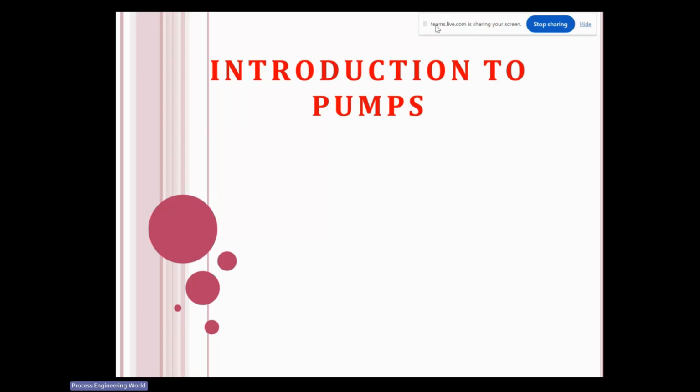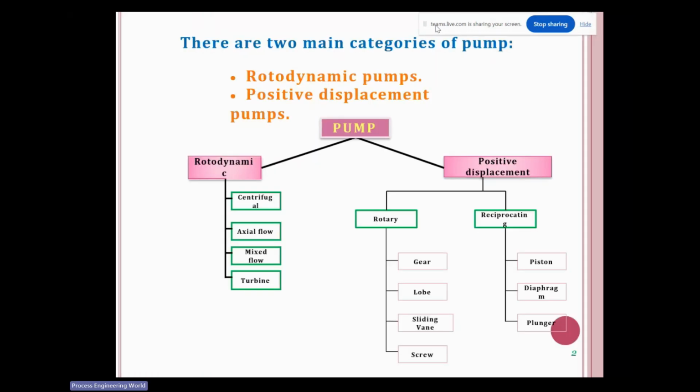In PDP, positive displacement pumps, we have two categories: one is reciprocating and the other is rotary. In reciprocating we have piston types, and in rotary, gear type pumps fall. And in DHPs we have the centrifugal pump. Moving forward, I'll move the slide to what we have introduced. The two main categories of pumps are rotodynamic and positive displacement. Rotodynamic means DHPs, dynamic head pumps.